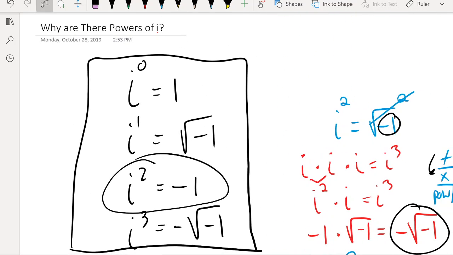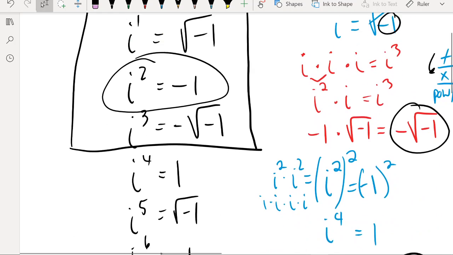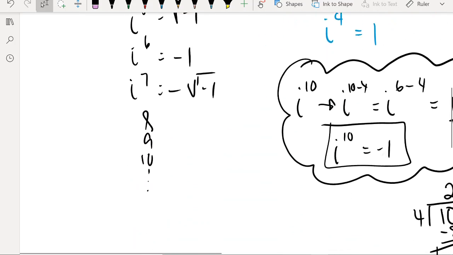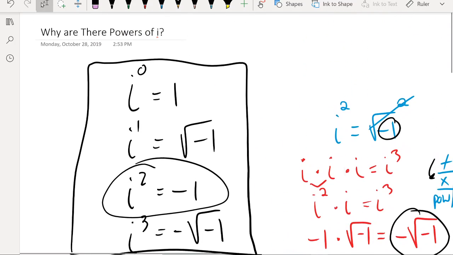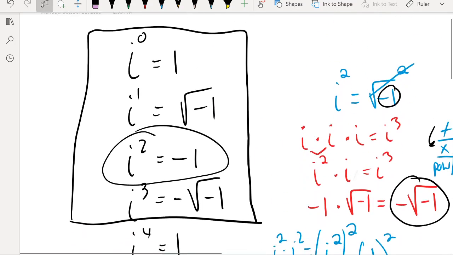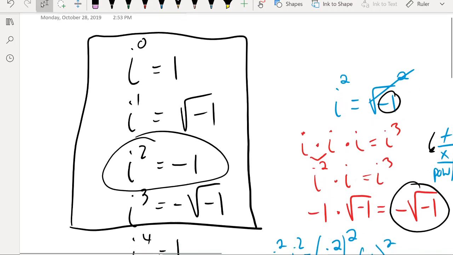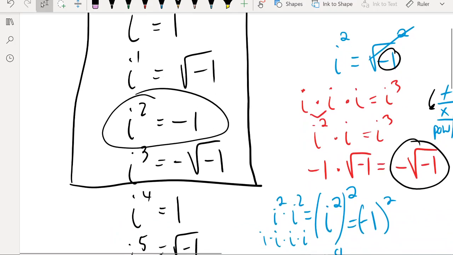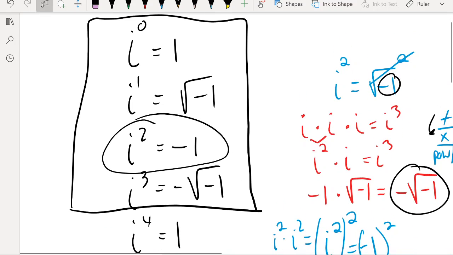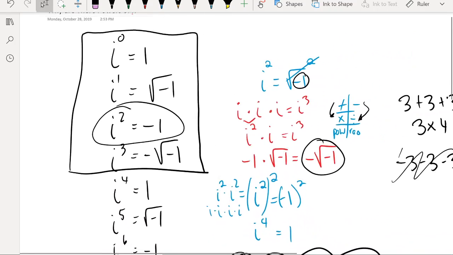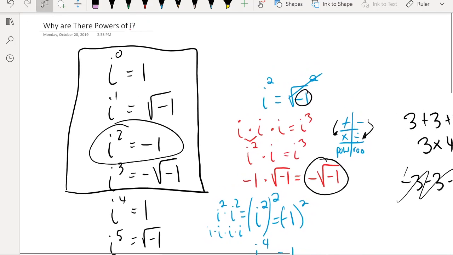Why are there powers of i? Well, to answer that question, there are powers of i because it's a number. So you can take it to any power you want because i is a number. And then the question behind the question is, why do I have to learn this, or how do I apply this, things like that. So that is what I meant to go through in the video.